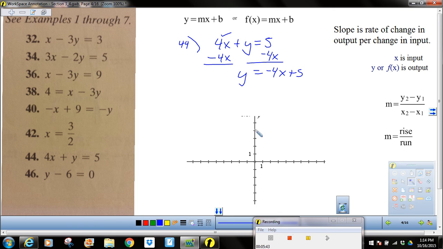1, 2, 3, 4, 5. Slope is, it's changing by negative 4 each time I go over 1. So down 4 as I go over 1. Draw a line through the points. And we're done.